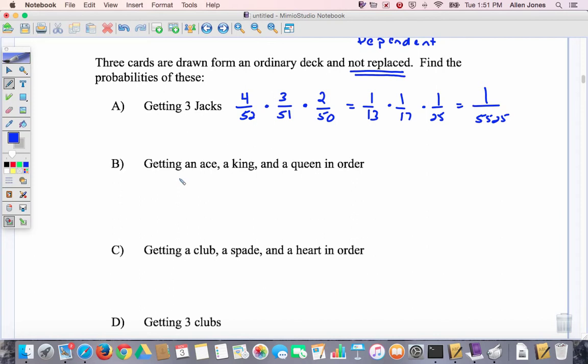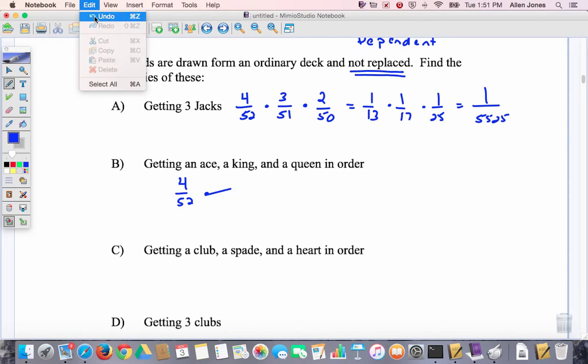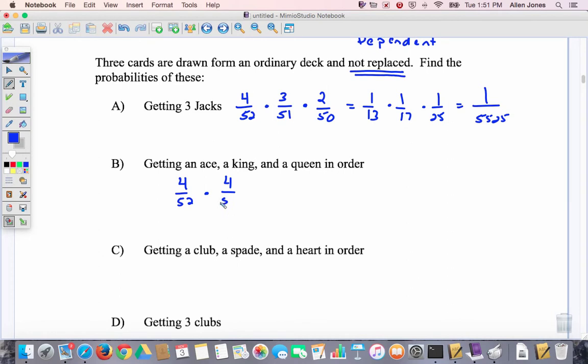Okay, starting over, letter B, getting an ace, a king, and a queen in order. So the probability of an ace is 4 out of 52. We pull out an ace, so move on to the next event. The next event is a king. Well, there are 4 kings in a deck of cards, but we pulled out one of those aces, so there are only 51 total cards left. And then our third card being a queen, there are 4 queens in a deck of cards, but we pulled out an ace and a king. There are only 50 total cards that are left.